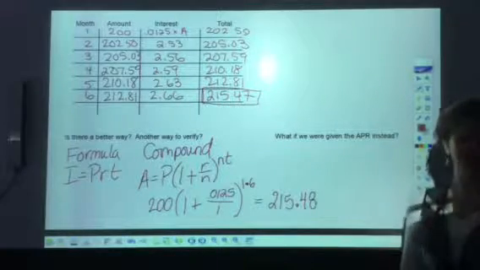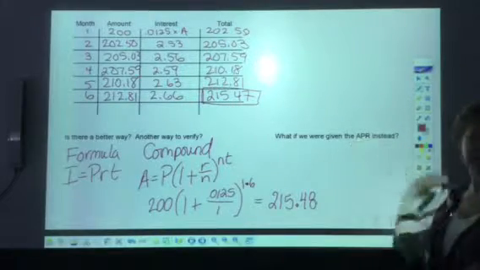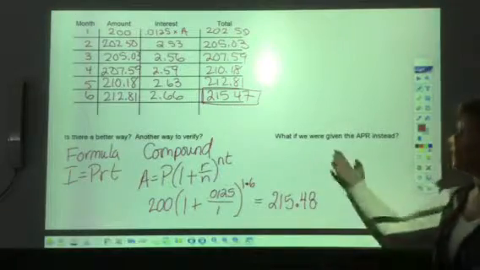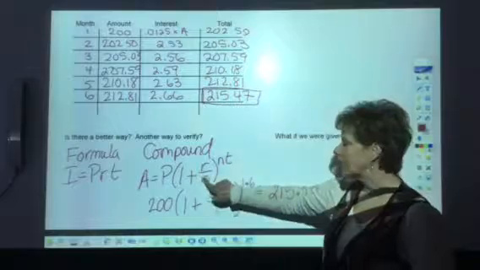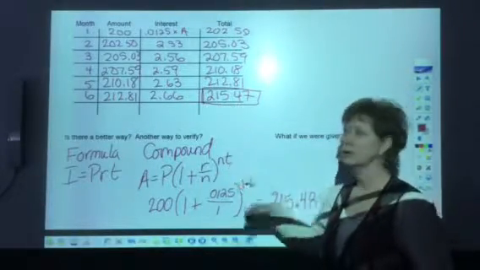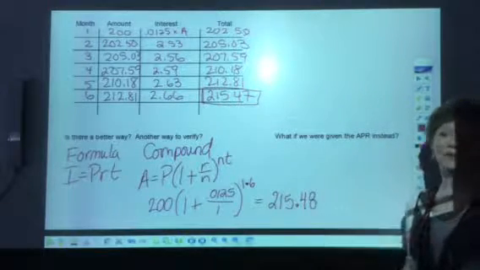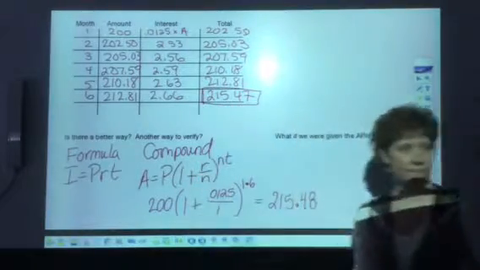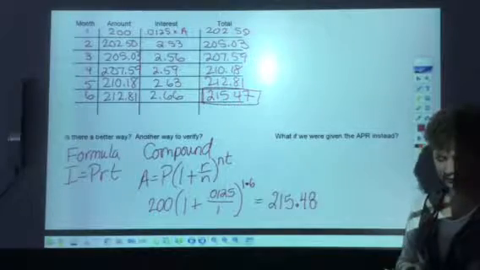Something I might ask them after we've gone through this is, well, what would happen if we were given the annual percentage rate instead? How could we calculate that per month? Well, we could modify this so that it's 12 times per year. Or we could take the annual percentage rate divided by 12, find the monthly interest rate, and do it this way. So there's a couple different ways that we could generalize to use this for future problems.